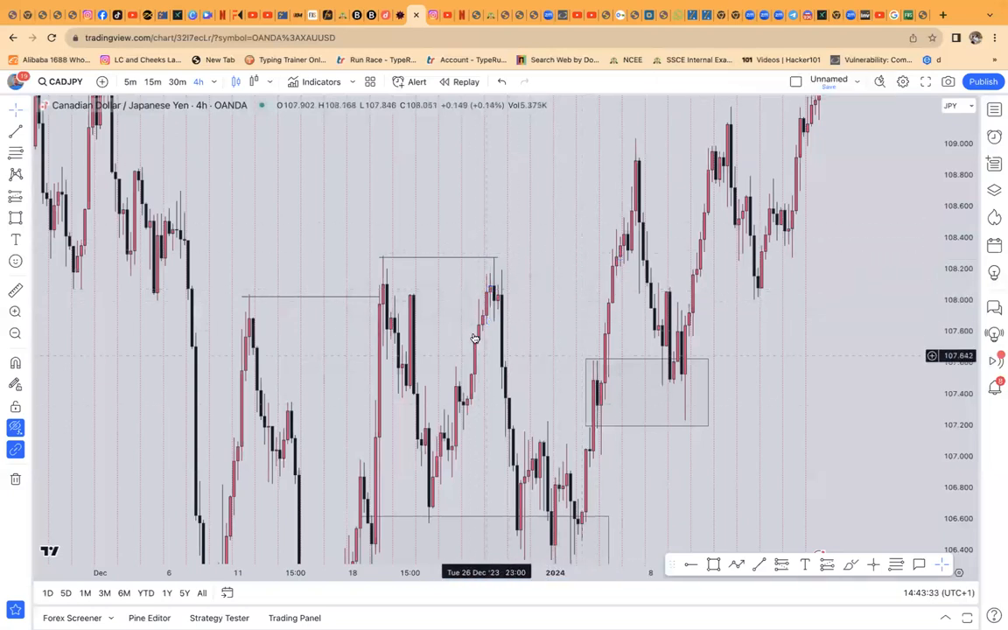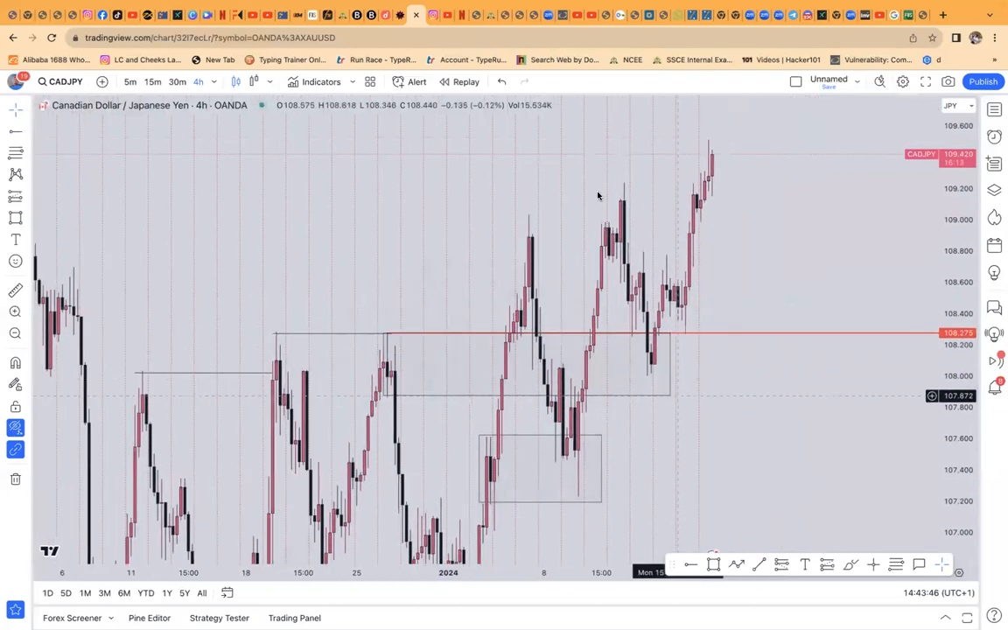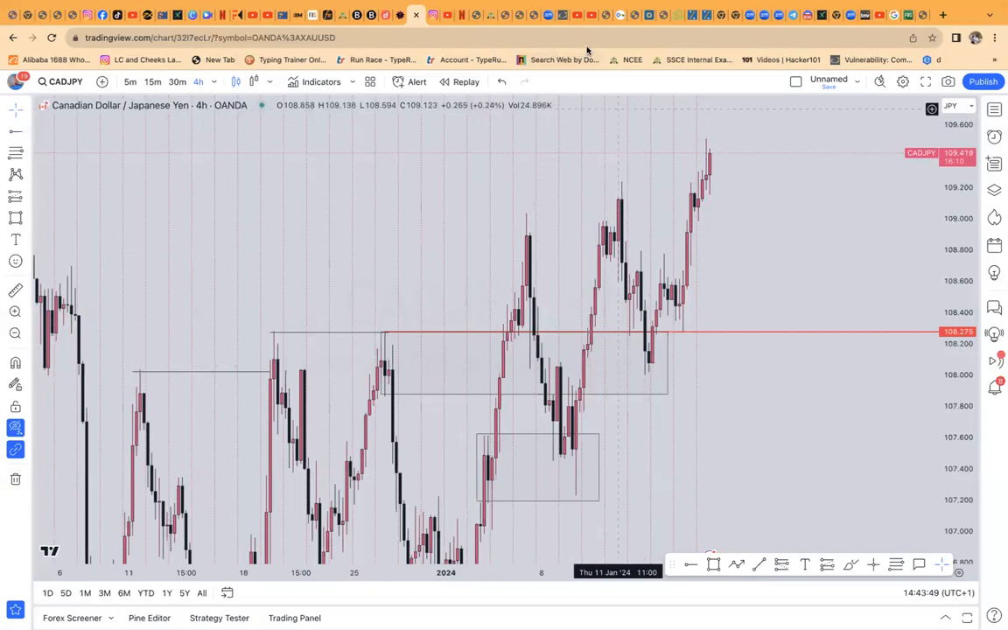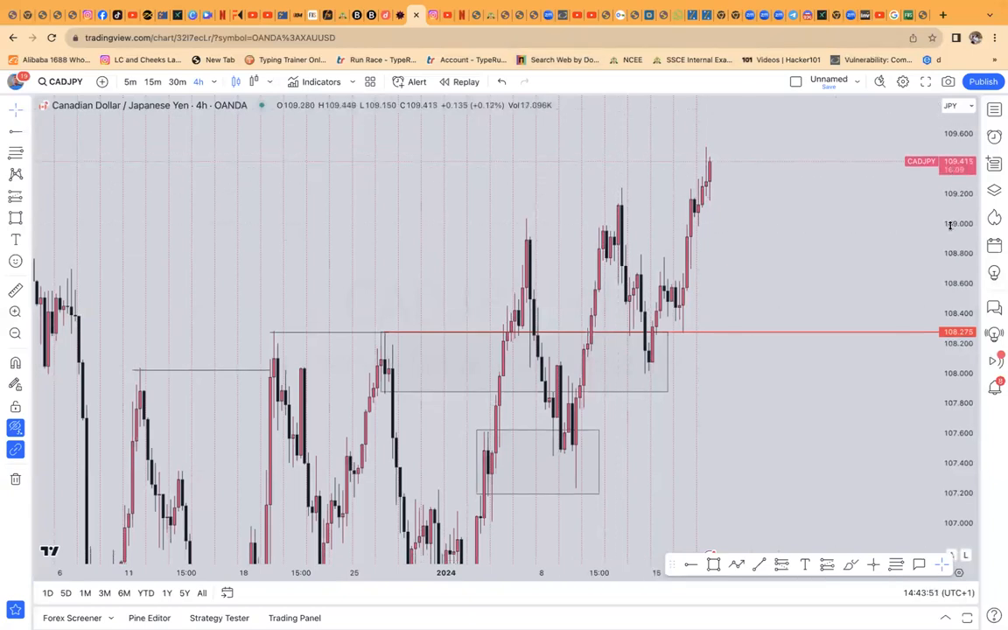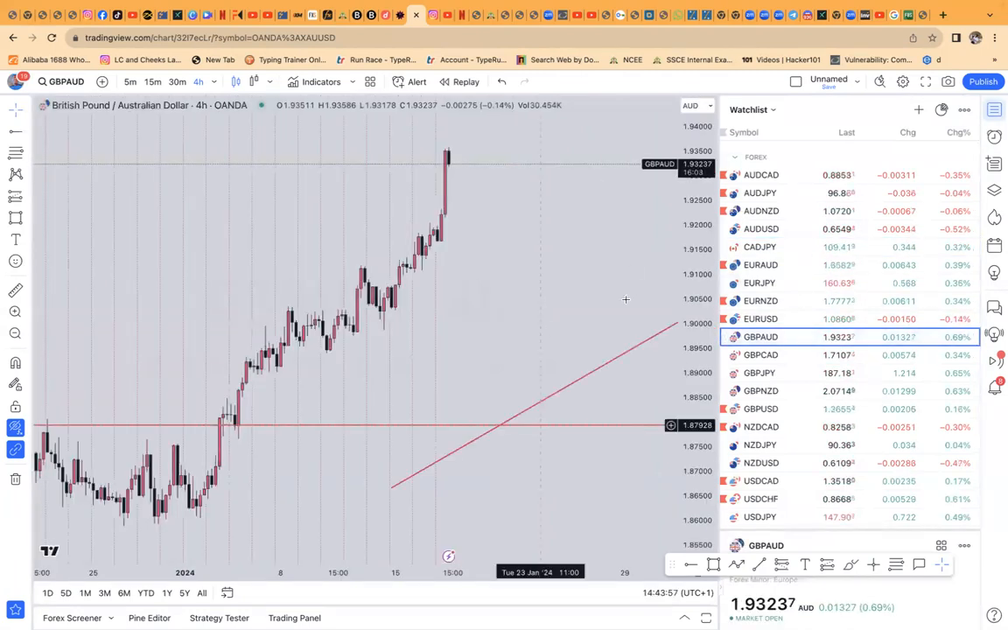That is a psychology level, and let me show you where it is. This is our psychology level. Hence, here becomes our what? Our breaker OB. See price coming back to that zone and then pushing upward. Now, let's further take you to more examples. I have more examples for you guys.